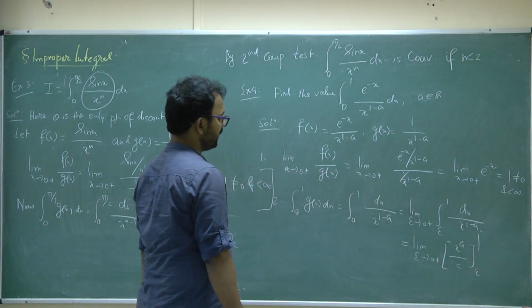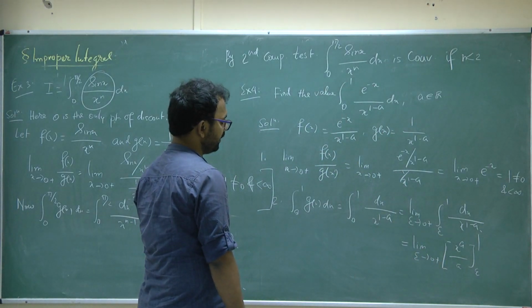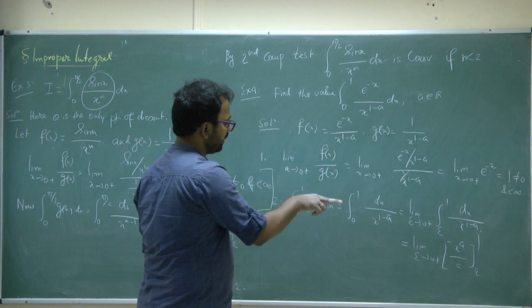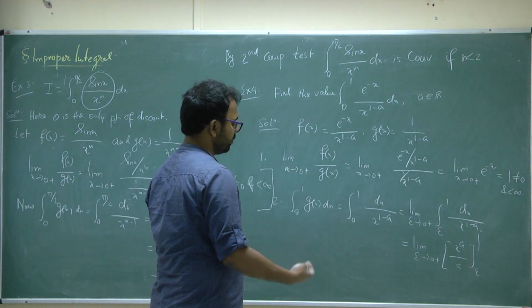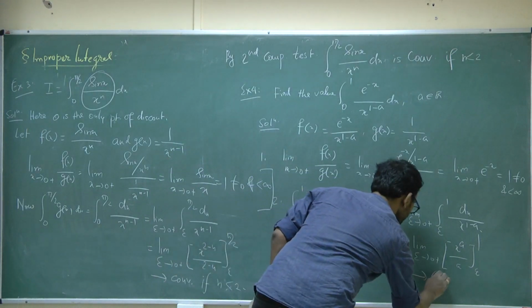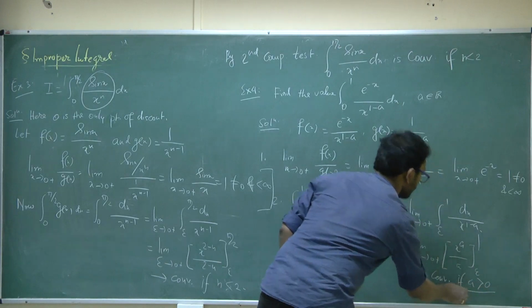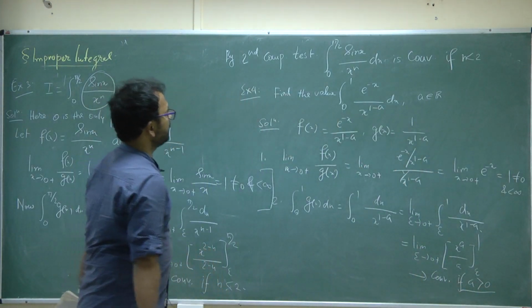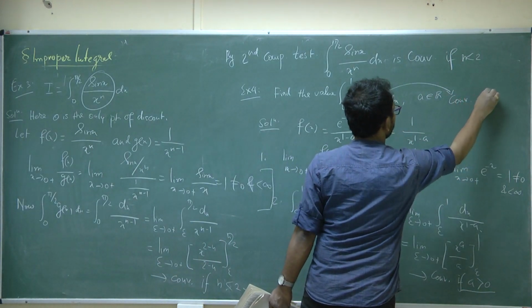Now, again epsilon is tending towards 0. If a is negative, then in that case this will tend to infinity. So, that we do not want. So, this is convergent if a is positive, and therefore, by the second comparison test, we can say that this is convergent if a is positive.